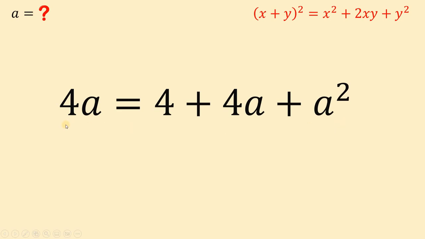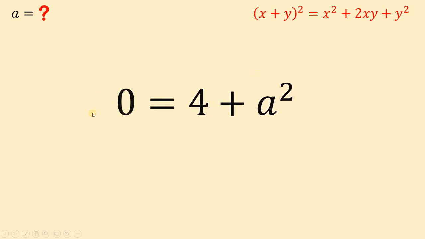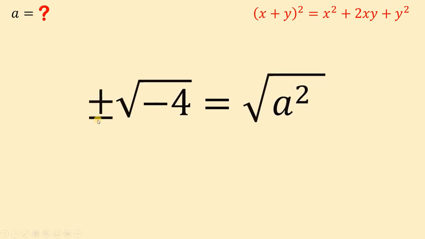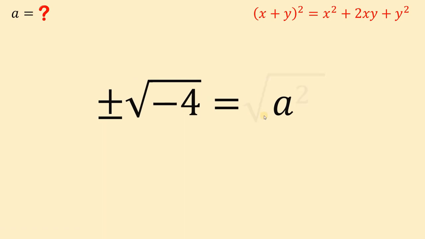Now, if we subtract 4a on both sides, the 4a on the left side and the 4a on the right-hand side become 0. So we have 0 equals 4 plus a squared. Now, subtract 4 on both sides. And now, to solve for the value of a, let's take the square root on both sides. And also take note that we have two possible values here. So we have positive or negative. And now, on the right side, the square root of a squared is just a.